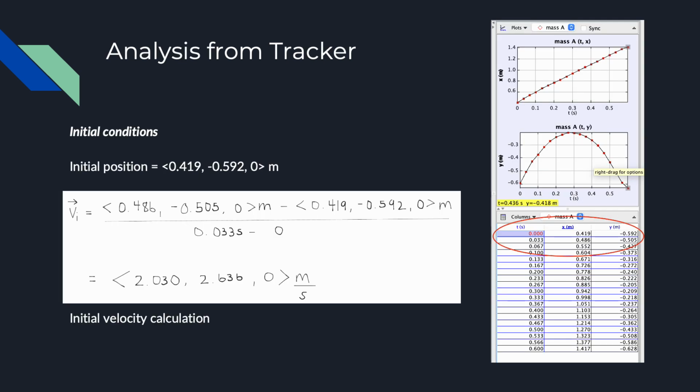So moving on to the analysis from Tracker, the initial position is 0.419, negative 0.5920 meters. And circled in red are the data points that I used to calculate the initial velocity, which can be seen here.